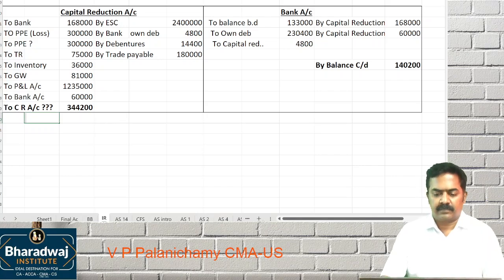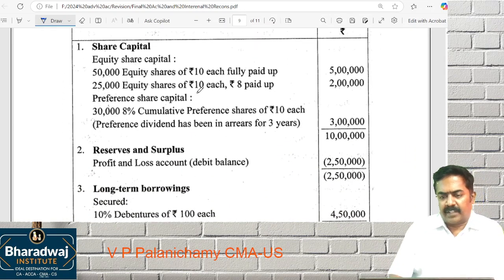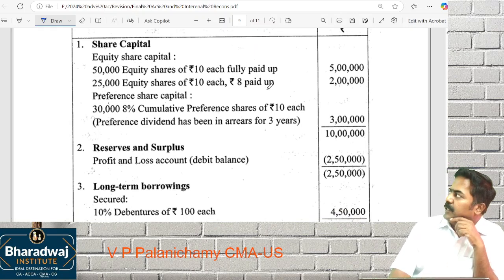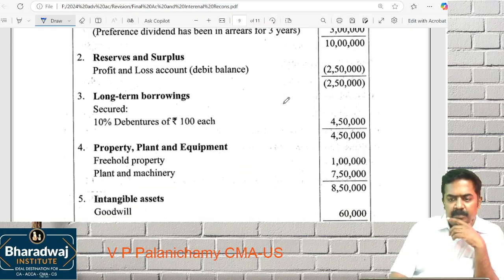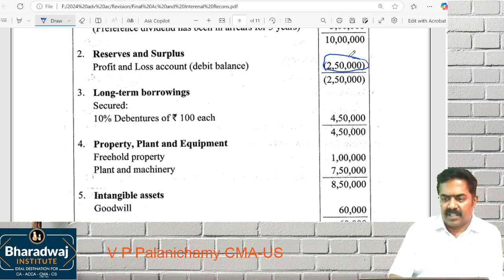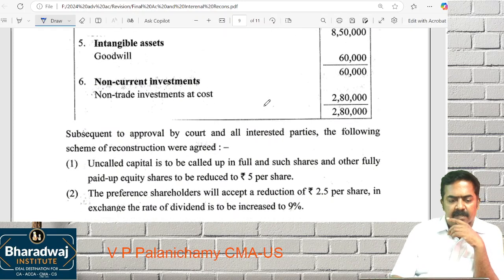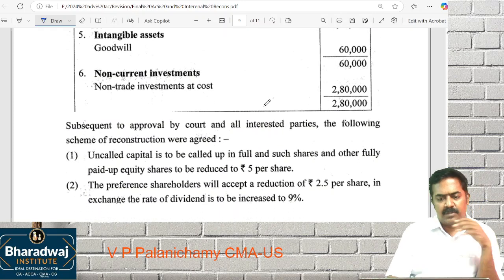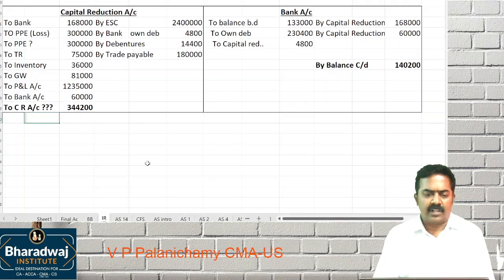Shall we? Look at the note for capital. 50,000 equity shares are fully paid. 25,000 equity shares are how much paid? 8 paid up. Preference shares are there. The P&L account is a debit balance, a loss balance. Debentures are given, freehold property is given, intangible assets, goodwill, non-current assets are given. Look at this: uncalled capital to be called up. Thereafter it is reduced to what? 5 rupees each.